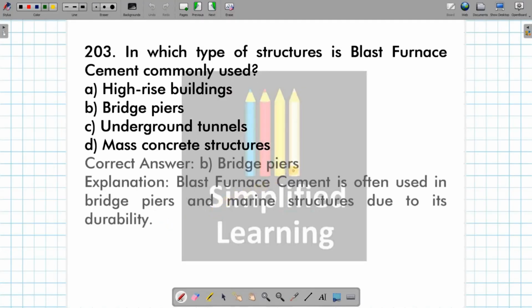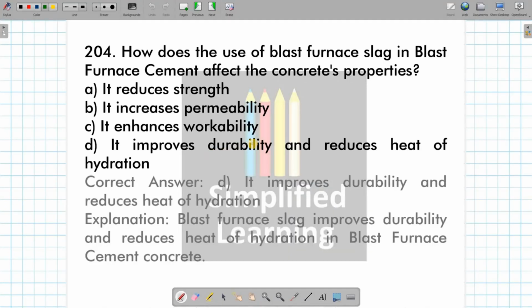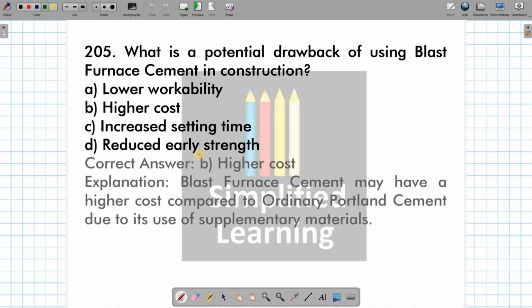In which type of structure are we going to use blast furnace cement? We are going to use it in bridge piers, because of its durability and resistance to water corrosive elements, meaning the corrosive elements that are present in water. And how does the use of blast furnace slag in blast furnace cement affect the concrete properties? It is obviously going to add to durability, and it is going to help reduce the heat of hydration, right? And what is the potential drawback of using blast furnace cement in construction? Higher cost. Whenever you are doing something to OPC, it is going to increase the cost, increase the budget.